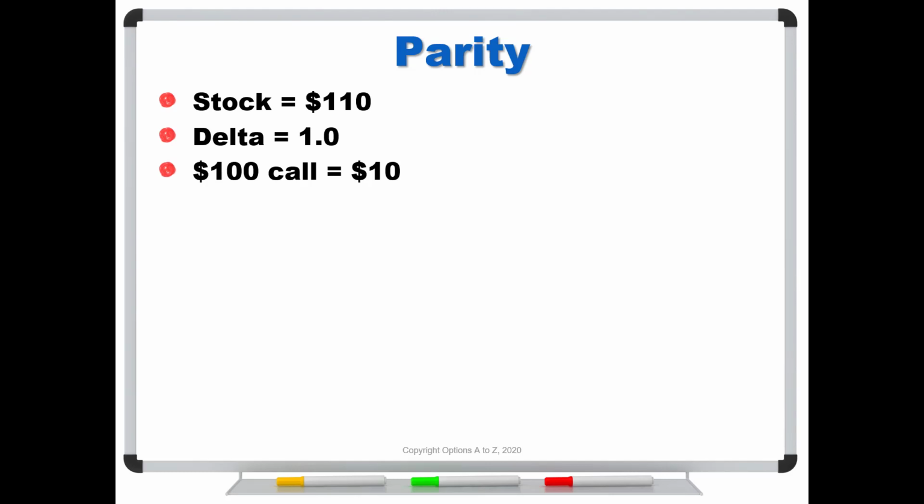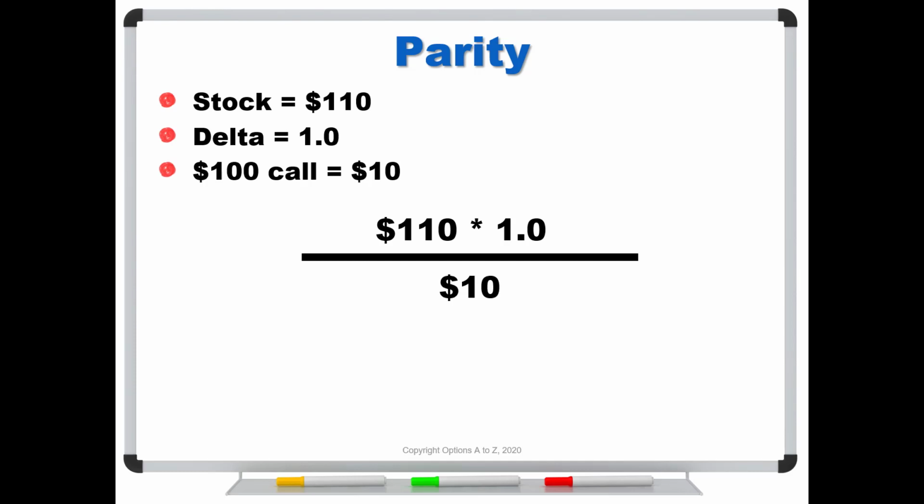So let's go back to the elasticity calculation. We're going to take the $110 stock times the 1 delta, and we're going to divide that by the call's price of 10. So of course that reduces to just 110 divided by 10, which is 11. So now if the stock rises 1%, our call is going to rise 11%.